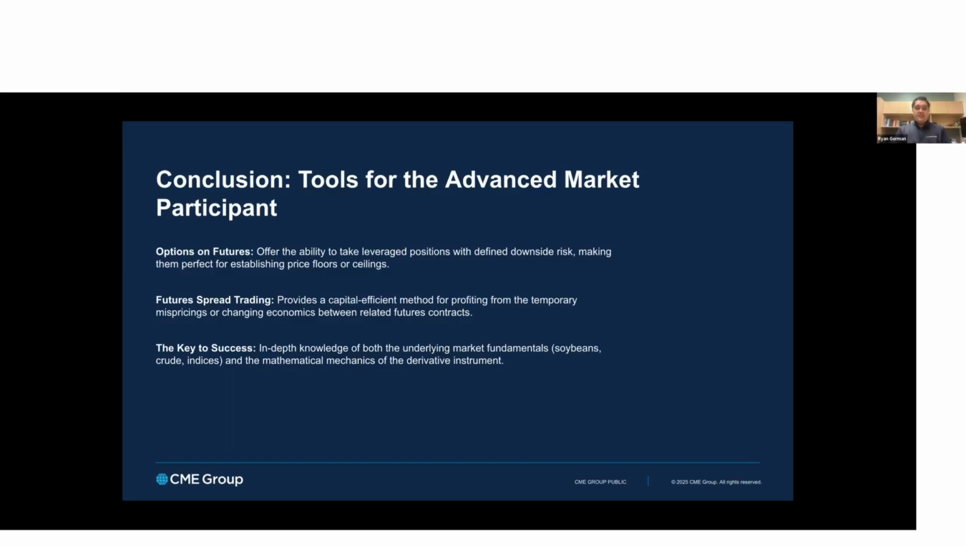And then the key to success: in-depth knowledge of both the underlying futures market and the math behind the mechanisms of the derivative instrument. So again, this ties back into our last presentation about fundamentals and technical analysis. So really understanding what is this underlying that I believe. I've used the Russell example a few times, but if I think the Russell is going up, that is small cap equities. When do small cap equities typically perform well?